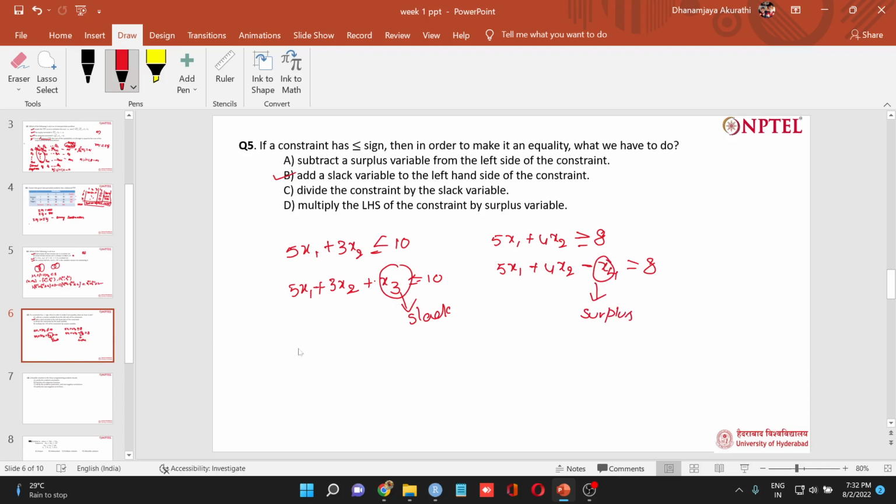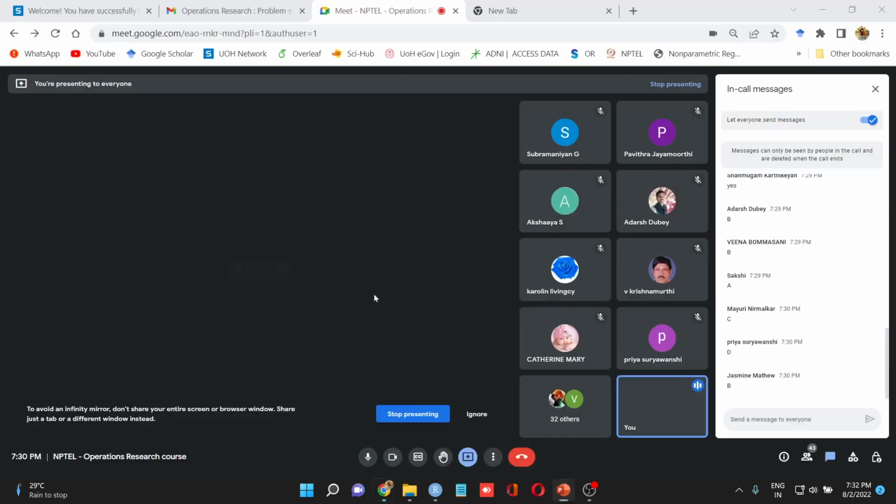I assume that you all understood why we add on the left hand side for a less than or equal to constraint: because the left side is somewhat less, we need to add to balance.